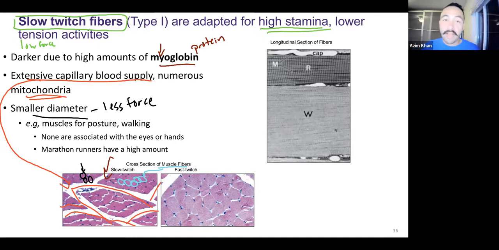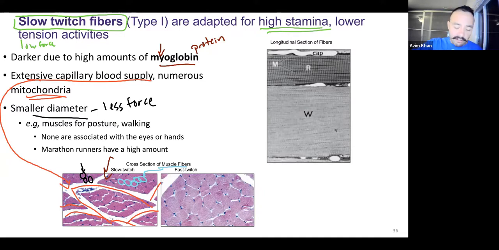And you can also train yourself to have more of these. Your muscle fibers can switch over. So if you train for marathons, you're going to have a lot of slow twitch fibers. If you train for cycling 100 miles, you're going to have a lot of these slow twitch muscle fibers.